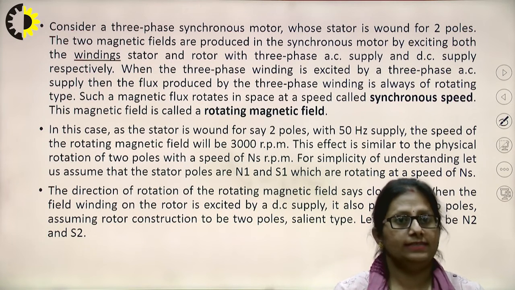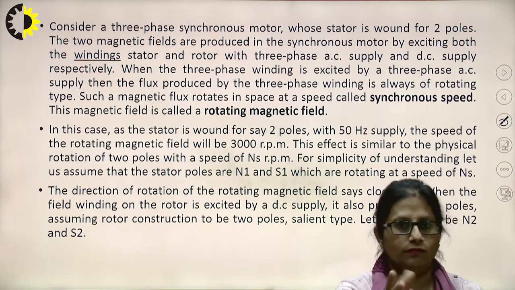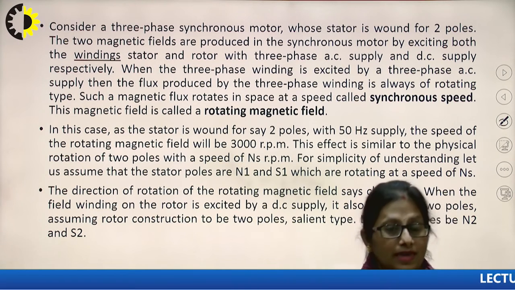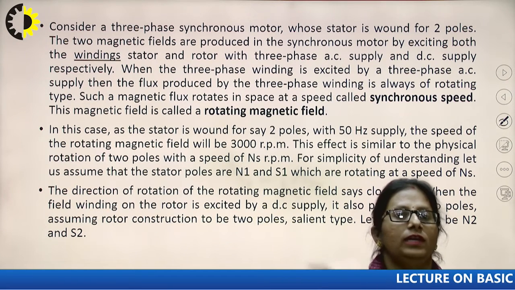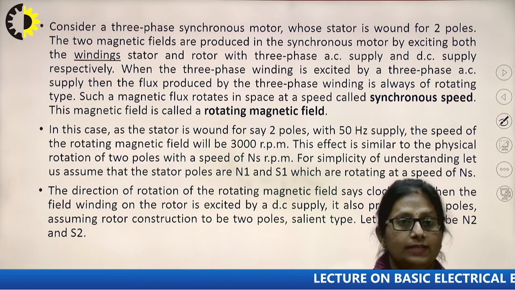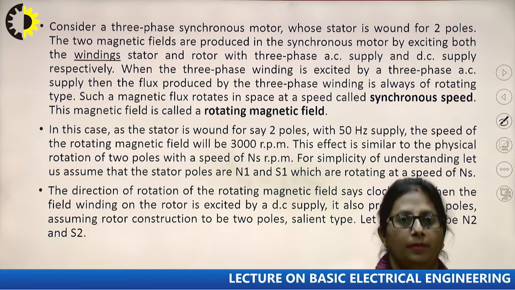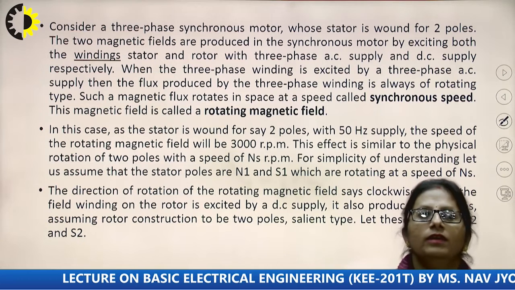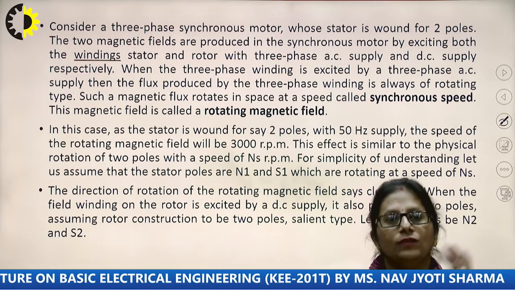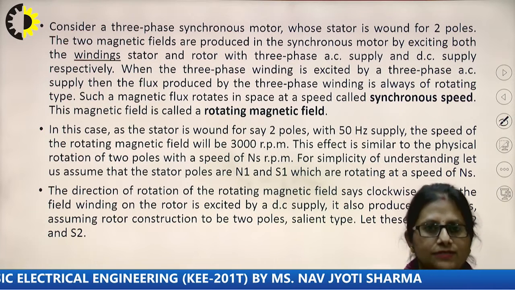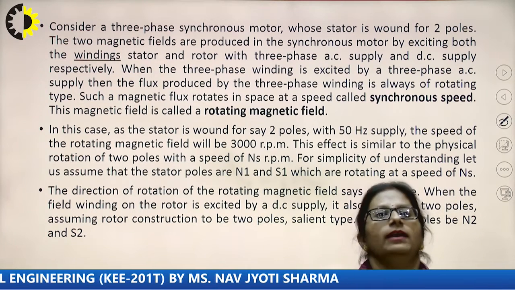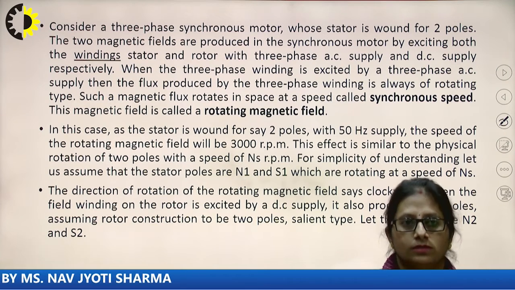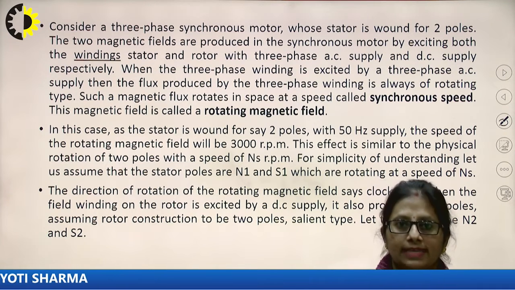In this case, the stator is wound for just 2 poles, for 50 Hertz. So, what would be the speed of the rotating magnetic field? Ns = 120 f / P, so 120 into 50 divided by 2. That is the highest synchronous speed, 3000 RPM. This effect is very similar to the physical rotation of 2 poles with the speed of Ns. The direction of rotation of the rotating magnetic field, I am considering as clockwise. When the field winding on the rotor is excited with the DC supply, it also produces 2 poles, assuming the rotor construction to be of 2 poles, salient type.